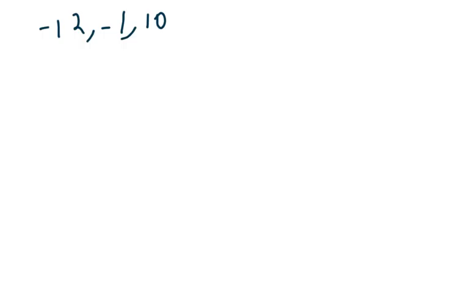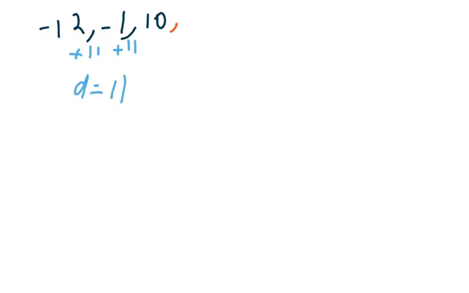Alright, in this particular section, we're going to do arithmetic sequences, which means that we're going to add or subtract to get from one number to the next number. So in example number 1, the first number is negative 12, and the second number is negative 1, and the third number is 10. And to get from one number to the next number, we have to add 11. So in a problem like this, that means that d is equal to 11.